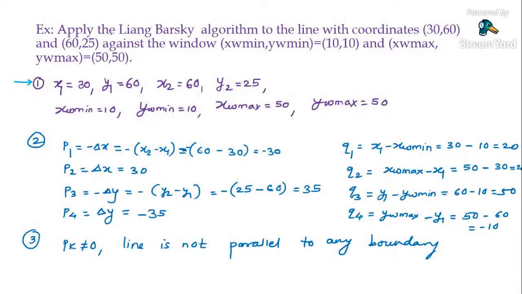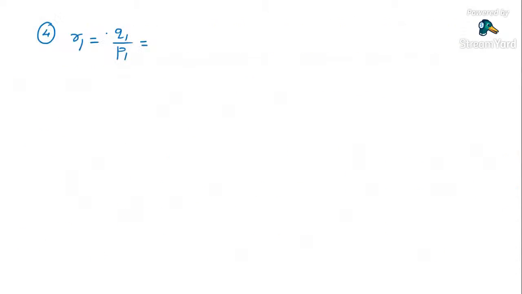What is step number 4? If it is not parallel, then you have to find r values. So r1 is q1 upon p1. What is q1? q1 is 20, p1 is minus 30. So 20 divided by minus 30. So it is minus 2 by 3. Now here the p value is less than 0, correct? p1 is less than 0. You must write it because in the later part we have to take this into consideration.